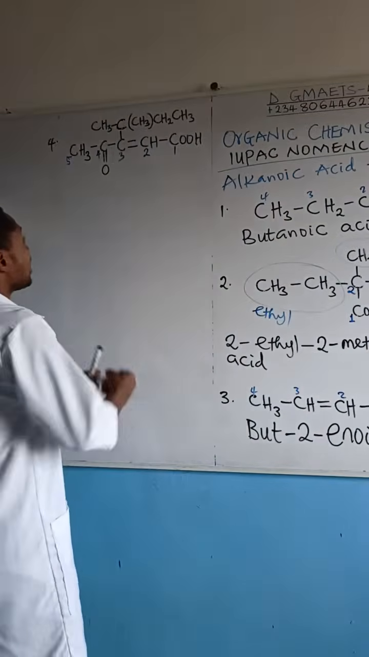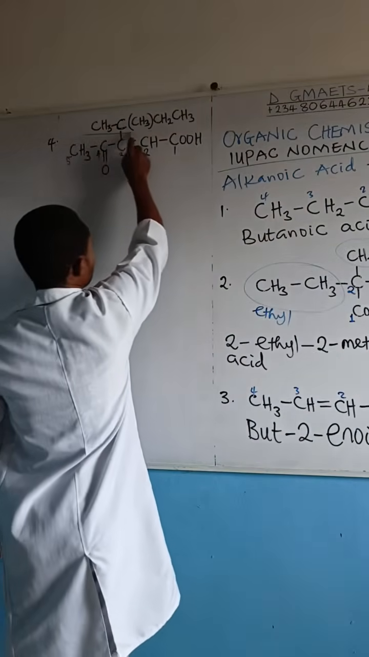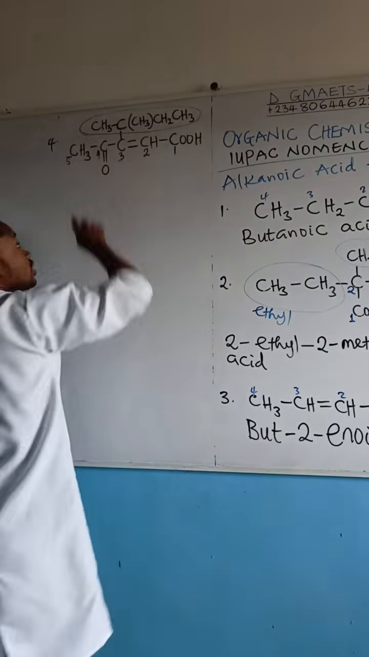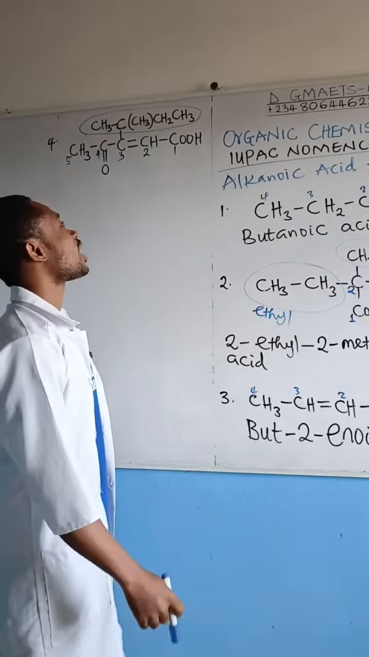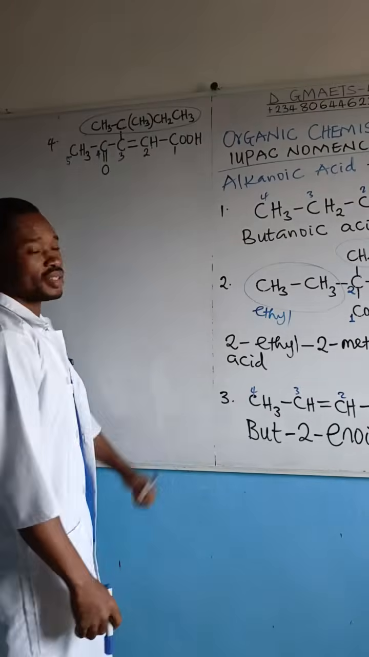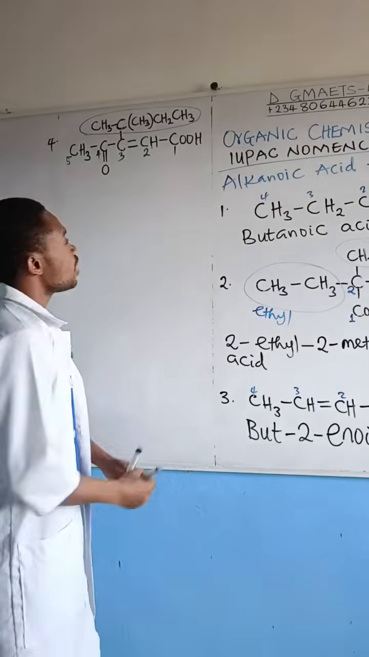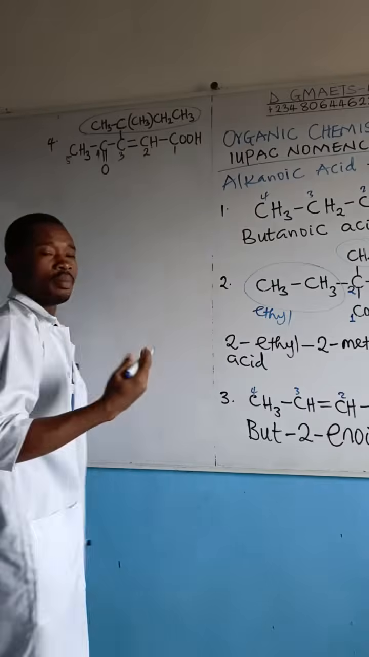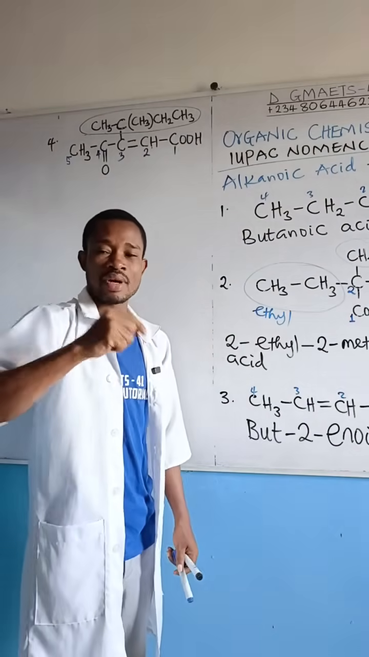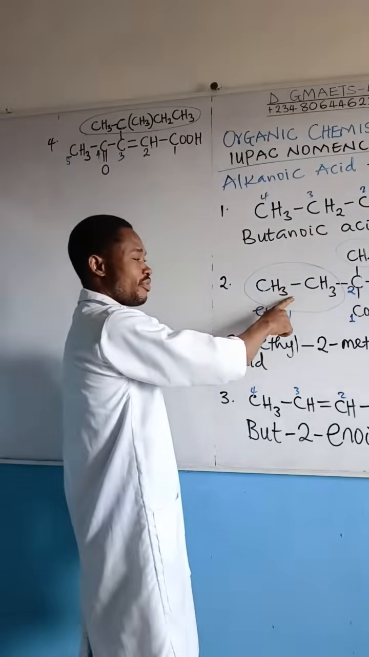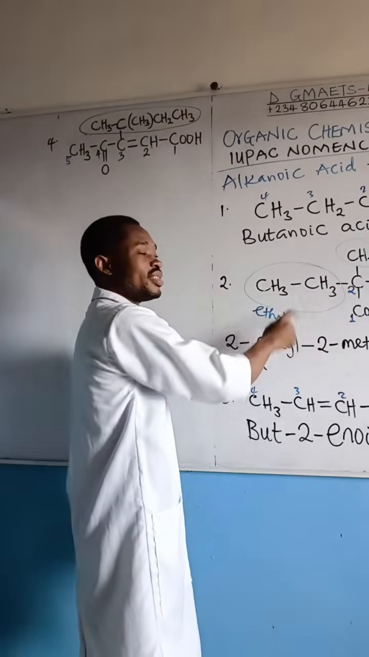All right, having analyzed that, it means that this whole thing is an attachment. This whole thing is a substituent. But I want you to look at the way this substituent is there. Look at it. Normally, if you want to give the name of a substituent, you have to count the number of carbon atoms there. Like in this case, I have ethyl. How did I know that this is ethyl?